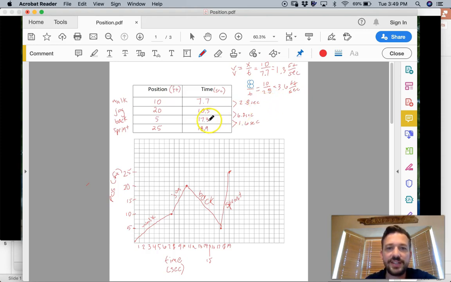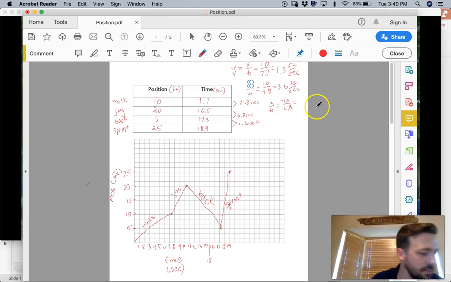Okay, and then I'll do the next one. Remember it's distance over time, and we went a total of 15 feet, right? Remember we went backwards, 15 feet in 6.8 seconds. And let's see how fast we're going. We actually went backwards 15, so we usually put a negative there. So it's 15 divided by 6.8, and that comes out to 2.2 feet per second, and negative because it was backwards.